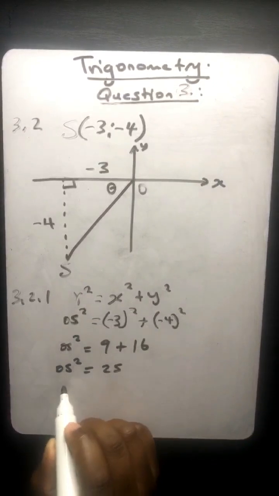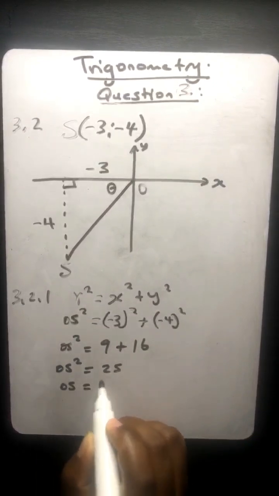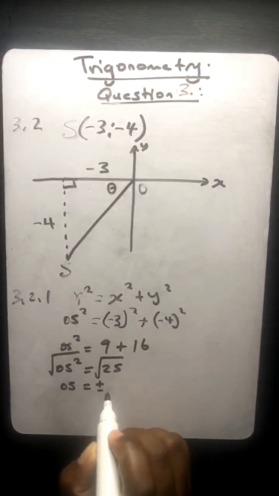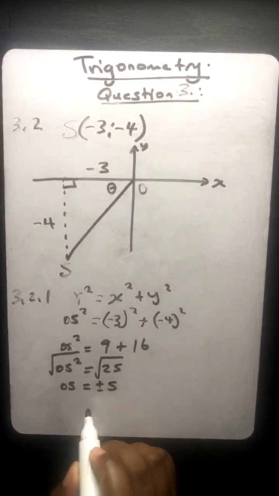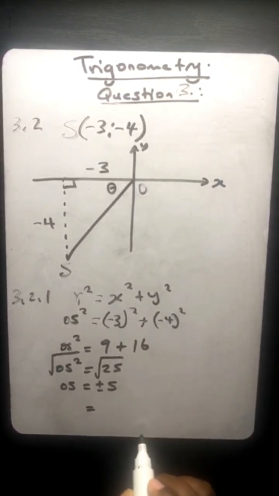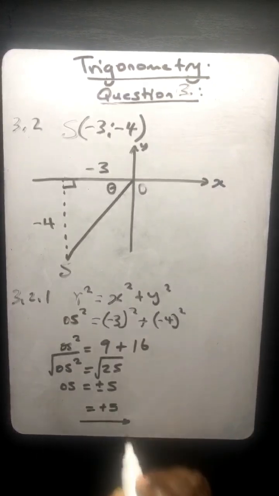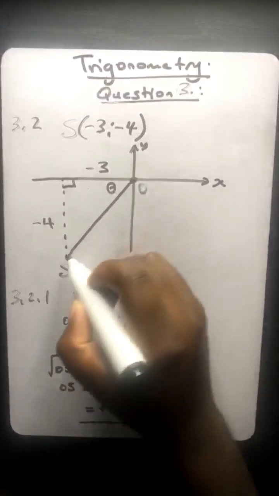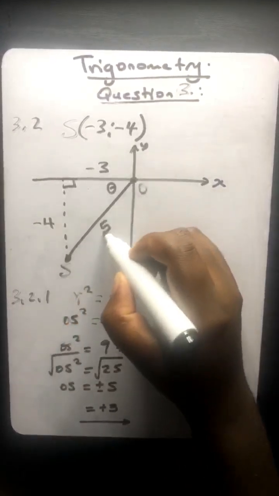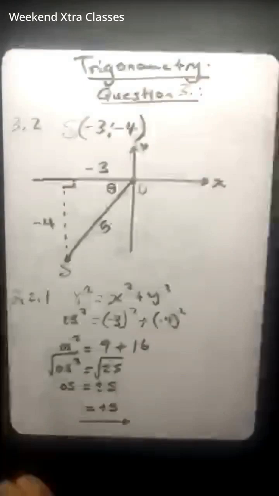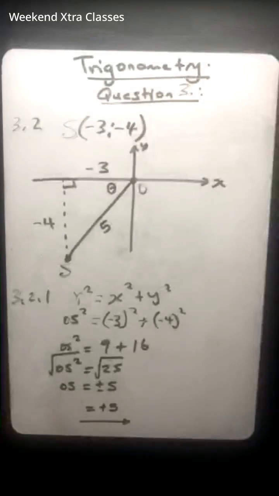So that means OS squared equals 25. Then you introduce a square root on both sides. So it's actually plus or minus 5. But you do know very well that it is actually a positive 5. Why? Because we've always been saying the radius is always positive. So that is why you're going to say you are having positive 5 there. Does it make sense to everyone what I've done there? For 2 marks.